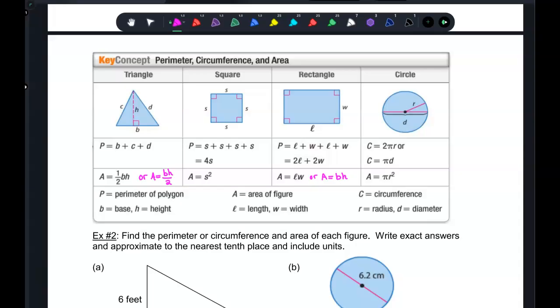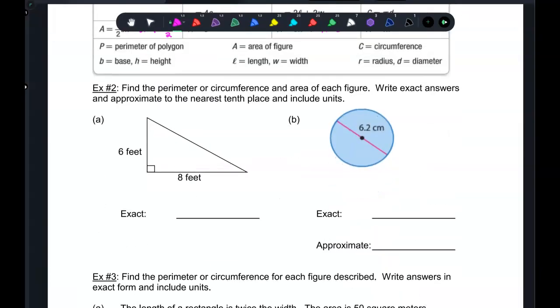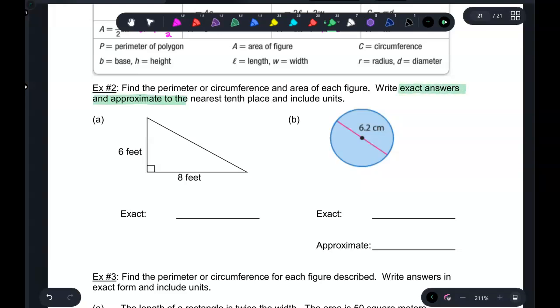Okay, circle. Circumference is how you express the distance around: 2 pi r or pi times diameter. Does that sound familiar? If you forget them, make flashcards for this as well. Pi r squared for area. If these are formulas that you need to revisit, make a flashcard. Find the perimeter or circumference and area of each figure. We want to write exact answers and approximate to the nearest tenth place, and we're going to include units.